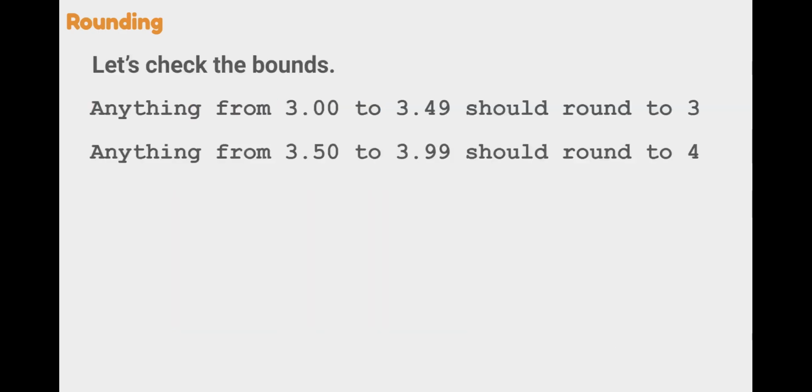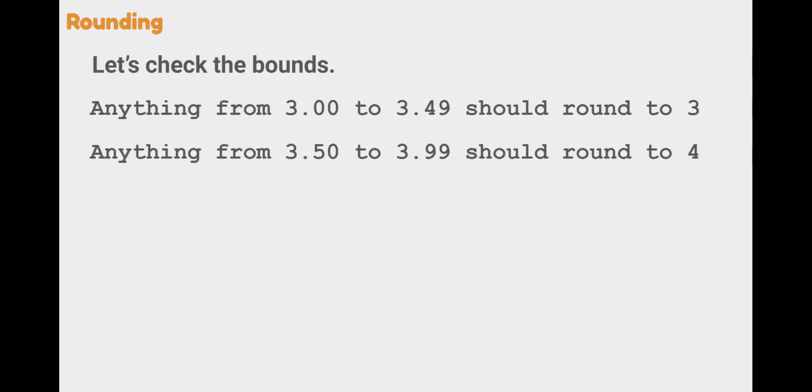Well, we need to understand how rounding works. So we're going to check the bounds of a number. So we're going to work with values from 3.0 all the way up to 3.99. And anything from 3.0 to 3.49 should round down to a 3.